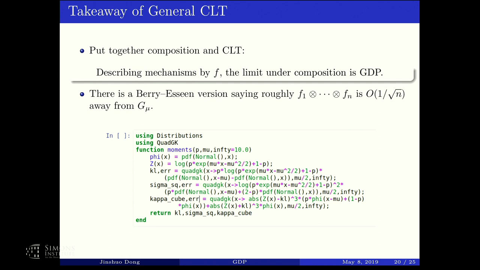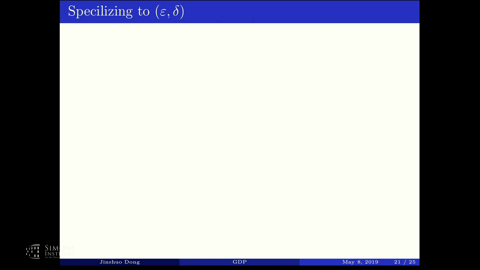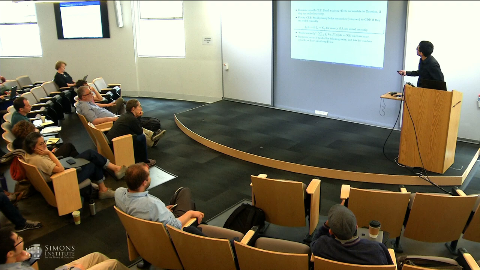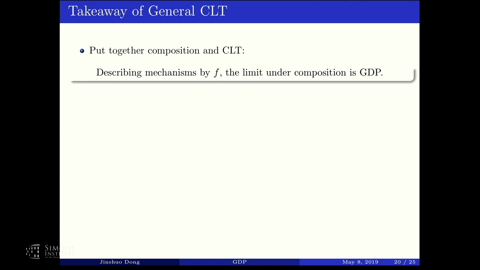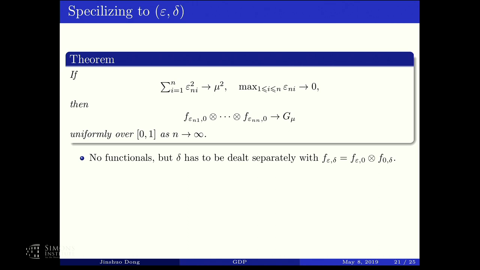Okay. So the limit is pointwise? Yeah, pointwise, uniformly, over 0, 1. Is there all of the third moment? Very great. These are just moments of the log likelihood ratios. Just the same moments as you. Yeah. Okay, the log divergence. Okay. Specializing to epsilon-delta DP, we don't have those annoying functionals. We just have this condition. And delta can be separately treated.